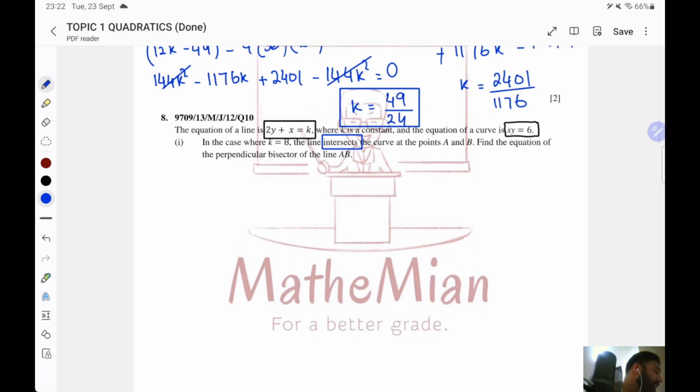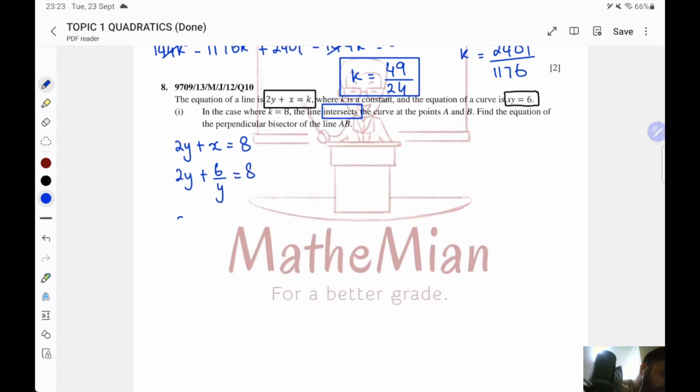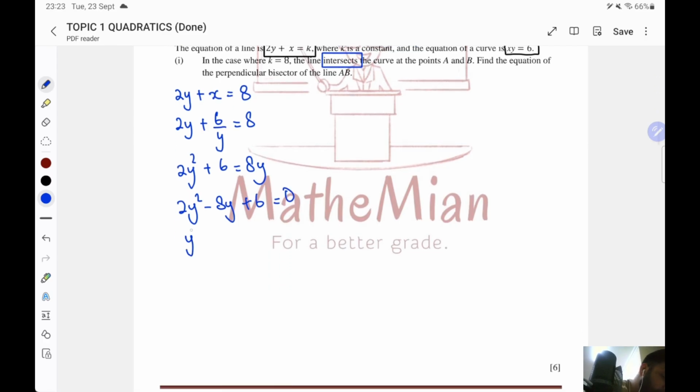Let's see. The value of k is given to us and the value of k is 8. So if we substitute, we know that we are going to solve both the equations simultaneously. The first equation is 2y plus x equals 8. We can make x the subject from the second, so it will be 2y plus 6 divided by y, equal to 8. We can further simplify: 2y squared plus 6 is equal to 8y. So 2y squared minus 8y plus 6 will be equal to 0. The simplified form will be y squared minus 4y plus 3 equal to 0.